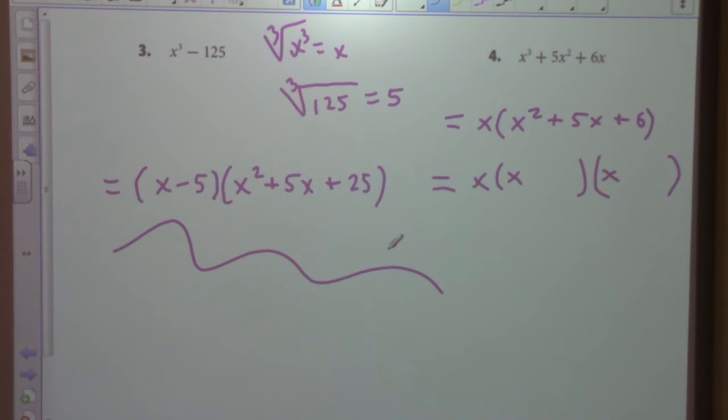Okay, Peyton, let me ask you a question. What two numbers do you know which, when multiplied together, equal 6, yet when added together equal 5? How about 2 and 3? How about plus 2 and plus 3? Will that work? Yeah, it'll work.